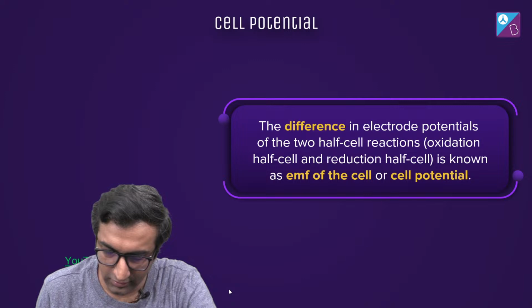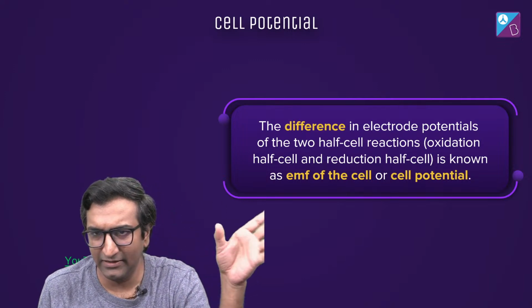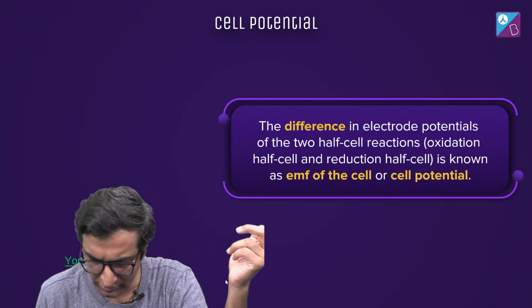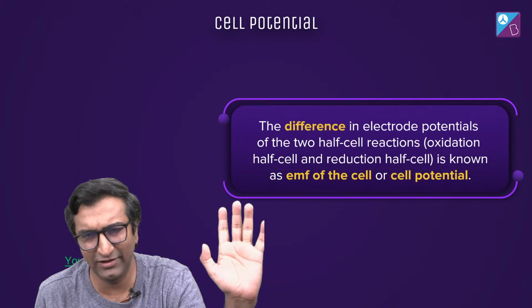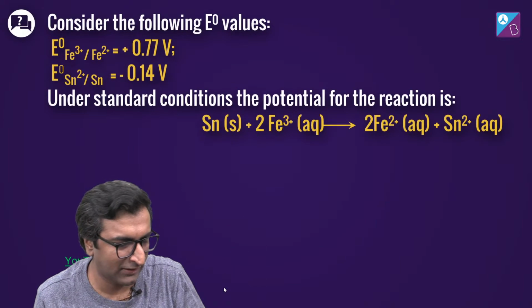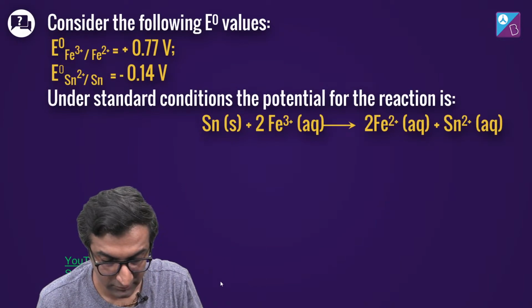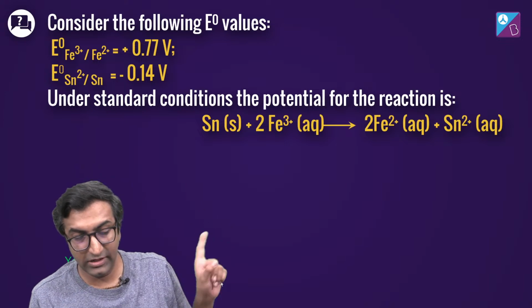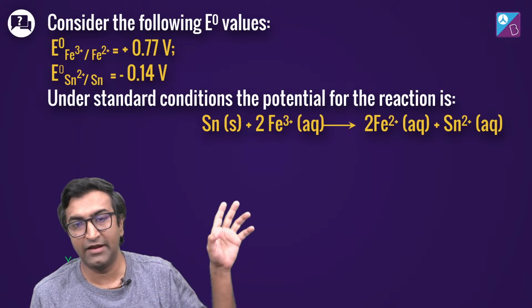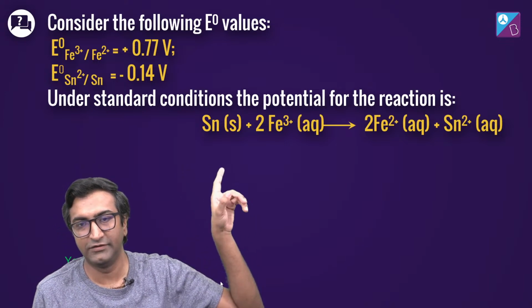So the difference between these two is what you call EMF or cell potential. So here is a quick question. Now everybody wake up, there has been a lot of theory. For the next 10 minutes we will only do questions. That's how we roll. Take these E naught values. What is the standard reduction potential of this equation now?